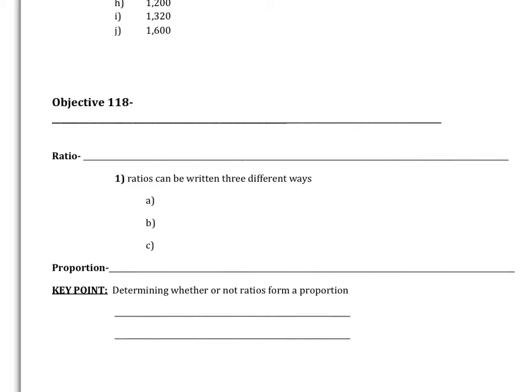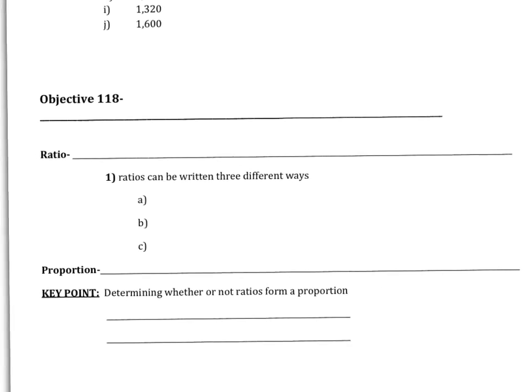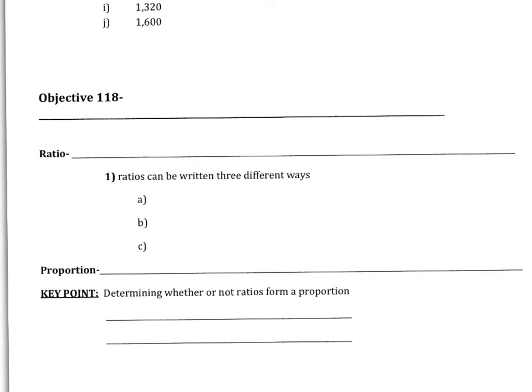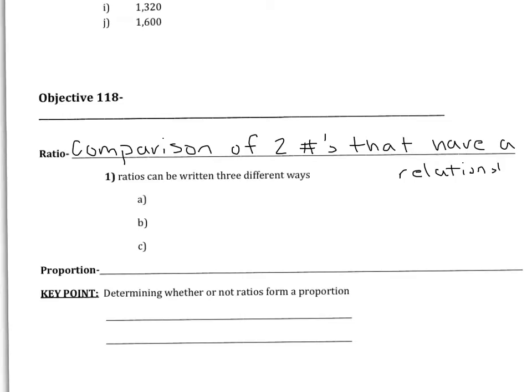So we are doing Objective 118 today, which is solving proportion word problems. Before we get into how we solve proportions, let's define a couple of things. The first one we're going to define is the word ratio. A ratio is a comparison of two numbers that have a relationship. So it's a comparison of two numbers that have a relationship.